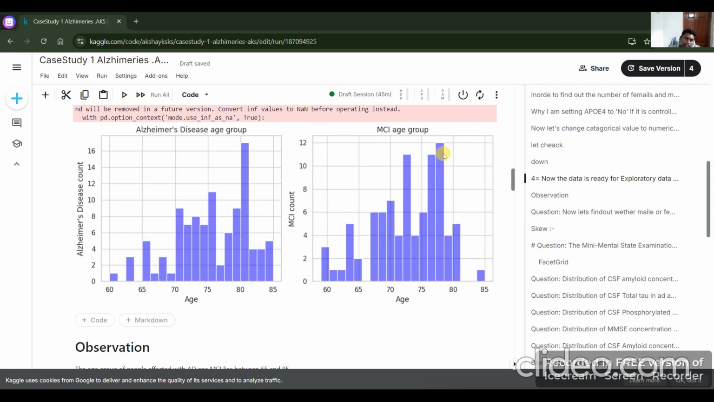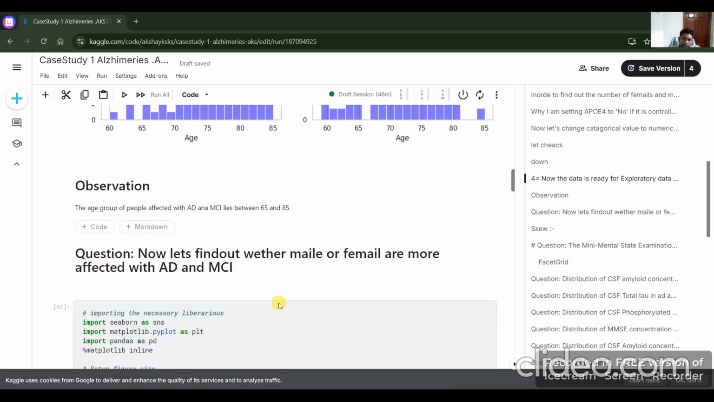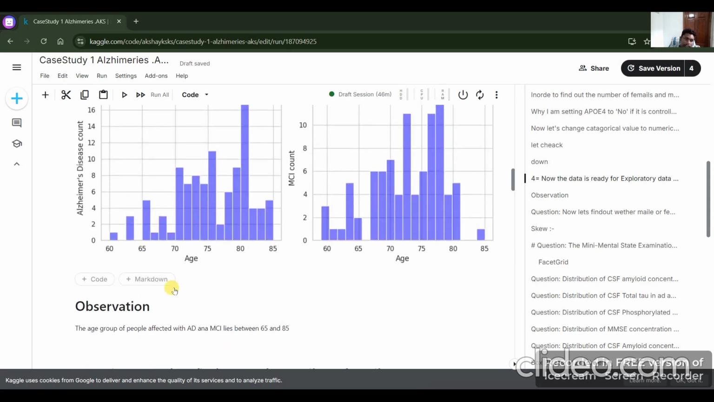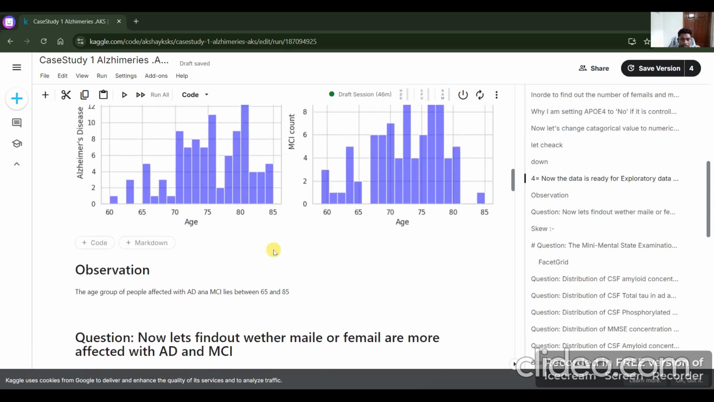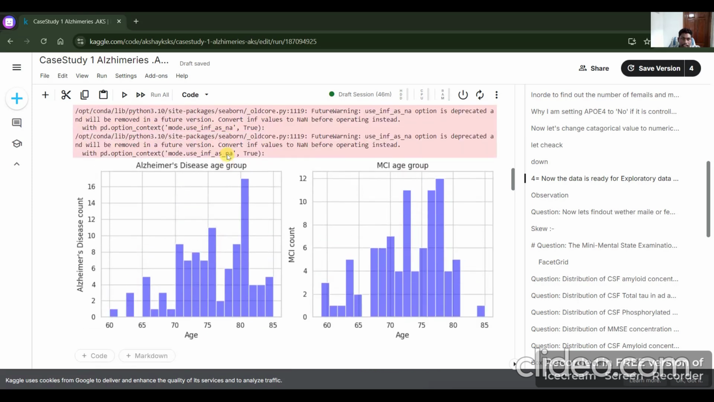0, 2, 4, 6. Here 75 to 80 is the high MCI age group, and for Alzheimer's disease the count peaks at age 80 to 85. The observation is that people between ages 65 and 85 are more affected in both the AD and MCI groups. We can see the graph.